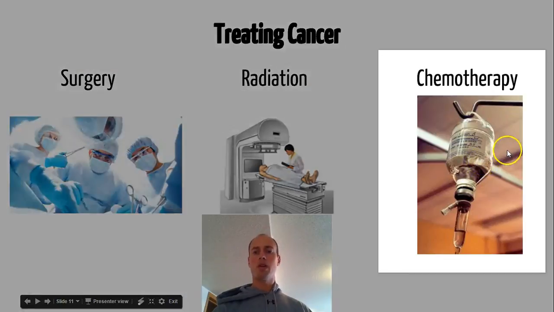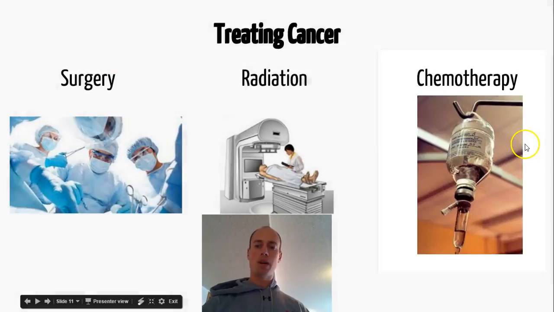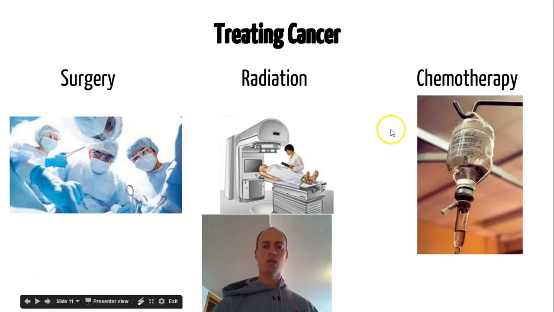Chemotherapy is another treatment that we can use against cancer. That would be by use of medicines or chemicals that are traveling through our bloodstream. So it goes into our bloodstream and targets those bad cells, those cancer cells in our bodies.